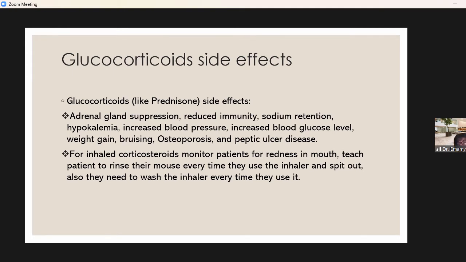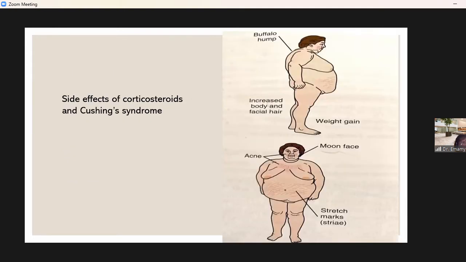Other side effects of glucocorticoids. Glucocorticoids like dexamethasone, prednisolone, betamethasone, even inhaled glucocorticoids like budesonide and fluticasone, you cannot stop abruptly. You need to taper them down slowly.